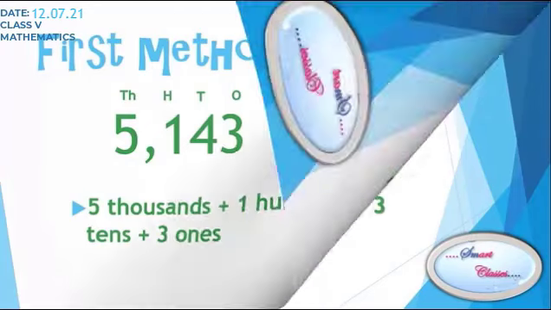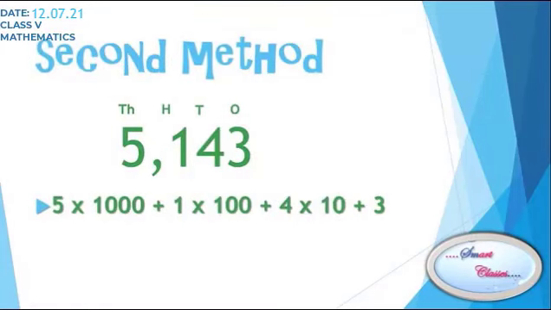Another method. Here we are again using the same number, but the method of writing will be different. We will write them as 5 into 1000 is equal to 5,000 plus 1 into 100 is equal to 100 plus 4 into tens is equal to 40 plus 3, which gives us the second method of expanded form.